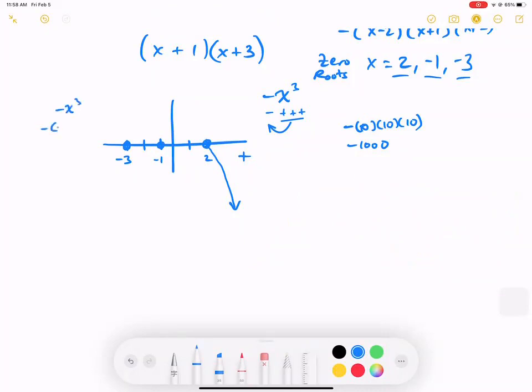What if I stick a negative? Negative, negative. Remember, there's a negative originally here, right? That's my negative. So negative, negative, negative, negative. That's going to be a positive. I can guarantee this graph will be up on the left side.